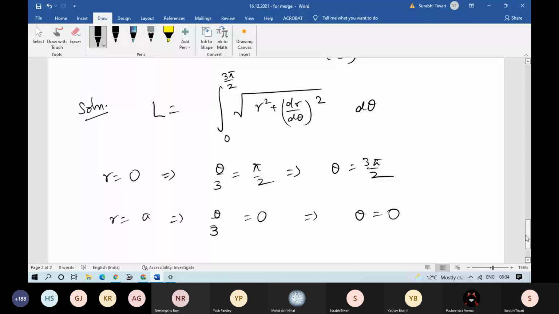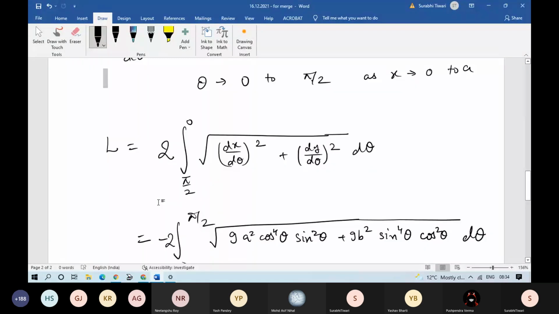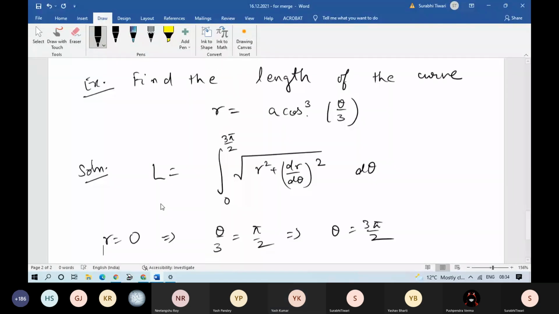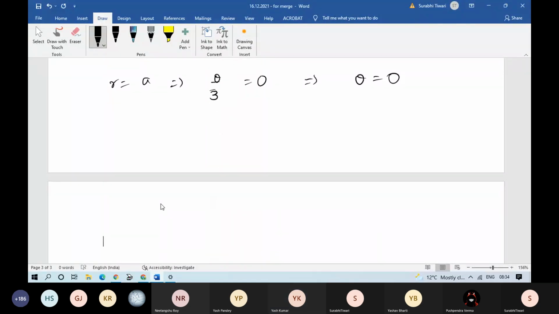Theek, karo, ye toh easy hai, kar loge. 3 pi by 4. Haan, 3 pi a by 2. 4 nahi aa raha hai. Okay, ma'am, into 2, yes. So length is coming to be 3 pi a by 2.